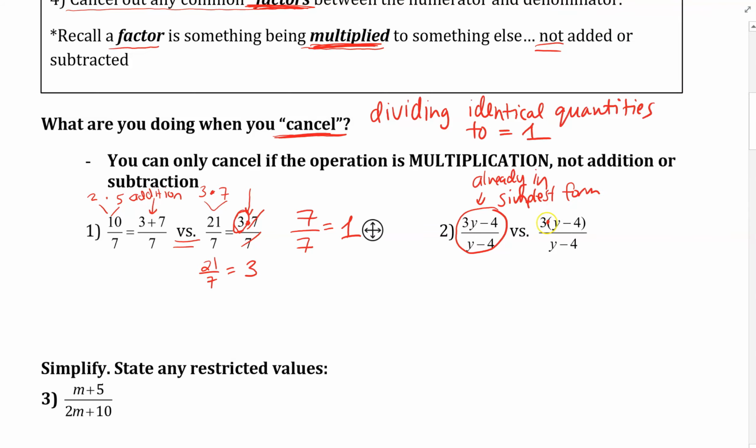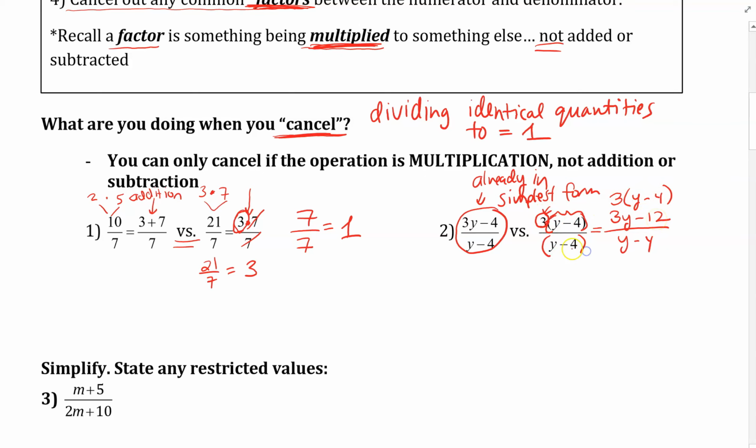Whereas this one over here, there's the active multiplication going on right here, right? 3 is being multiplied to the quantity y minus 4. That means 3 is a factor, and this binomial y minus 4 is the second factor, right? If I multiplied this out, I'd get 3y minus 12 over y minus 4. And 3y minus 12 consists of the factors of 3 and y minus 4. So these two things, the single number and the binomial, are the two factors that make up the numerator.